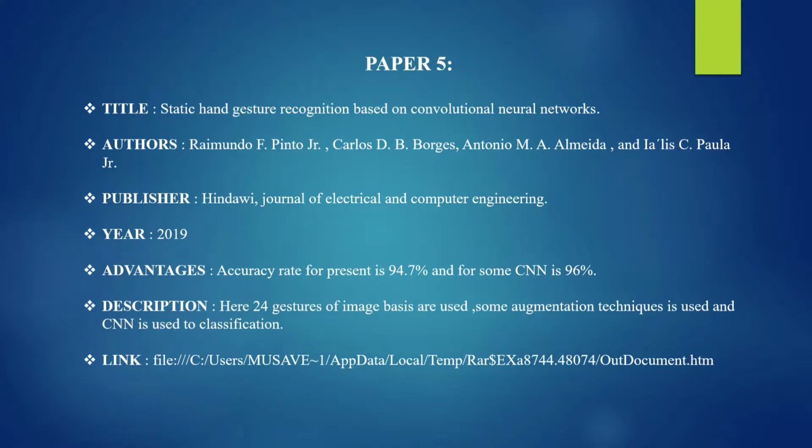The advantage of this proposed system is the accuracy rate, which is 94.7%, and for some CNNs it reaches up to 96%. Here 24 gesture classes of image basis are used, and some automation technique is used with the CNN for classification. In this technique, the methodology used is that the images are obtained from the database.